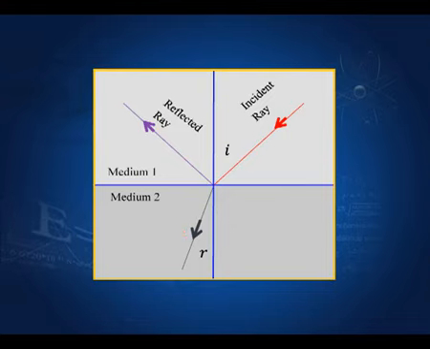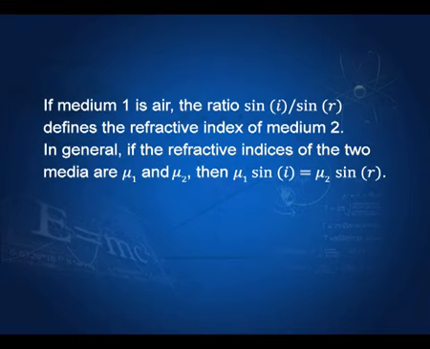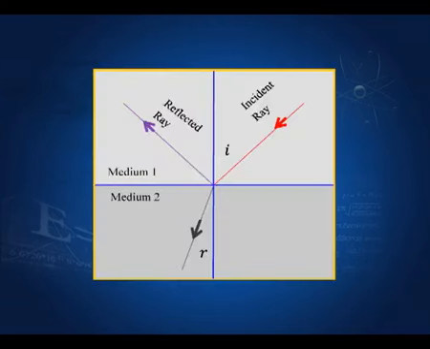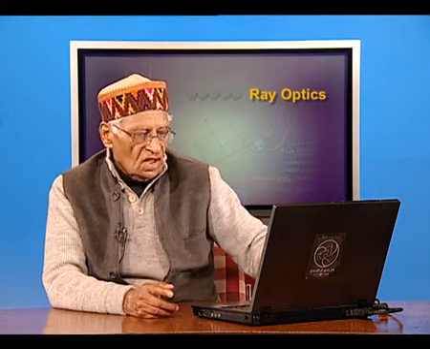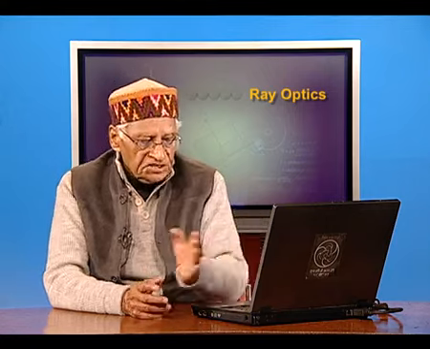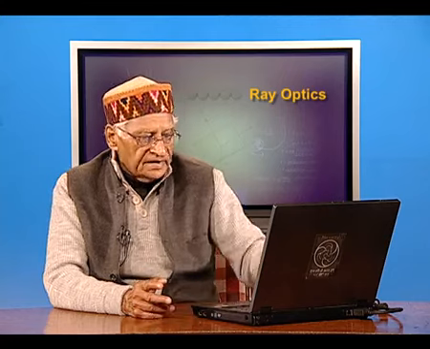You know that relation, that if mu1 is the refractive index of medium 1 and mu2 is the refractive index of medium 2, then the relation is mu1 times sin I is equal to mu2 times sin R. Remember that R is in the second medium and I is in the first medium. So mu1 times sin I is equal to mu2 times sin R. This is Snell's law.